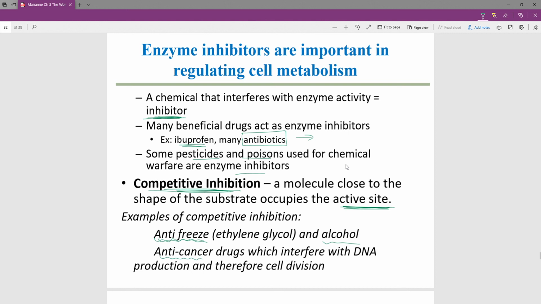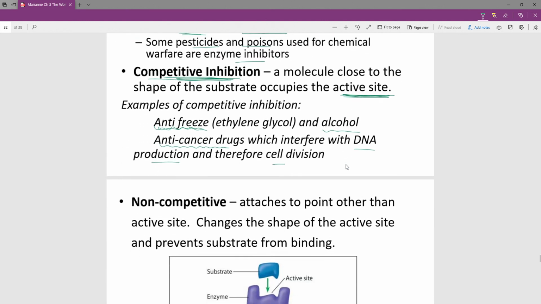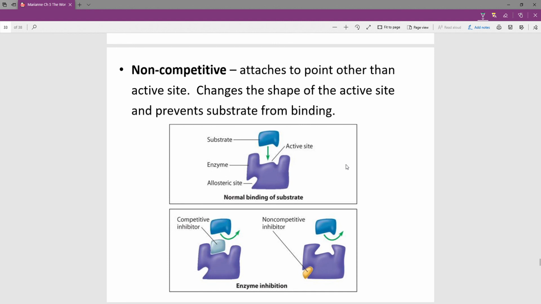Some anti-cancer drugs work this way too, so it's not all poisons and bad. If we can interfere with DNA production and cell division, we can keep cancerous cells from reproducing. And so sometimes this inhibition is good. It's not always for poisons and bad things. So we could have competitive inhibition in the active site, and that's what this is illustrating down here. A molecule that almost fits in the active site blocks the substrate from getting in.